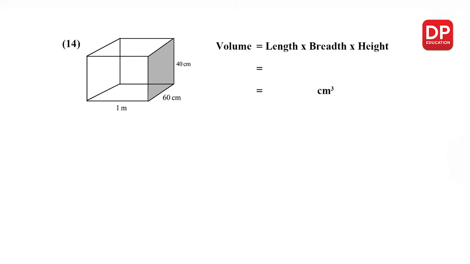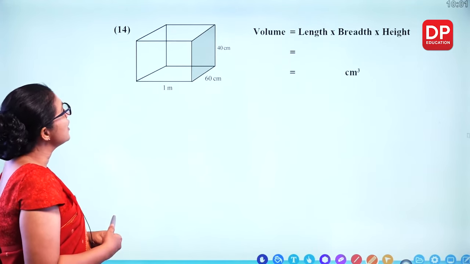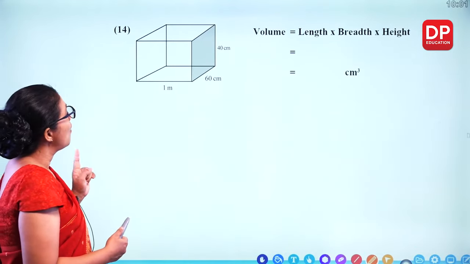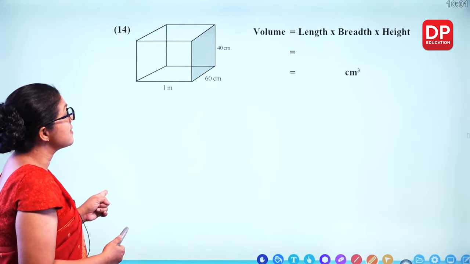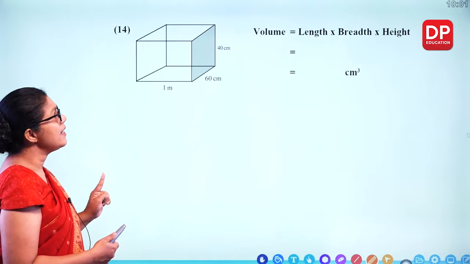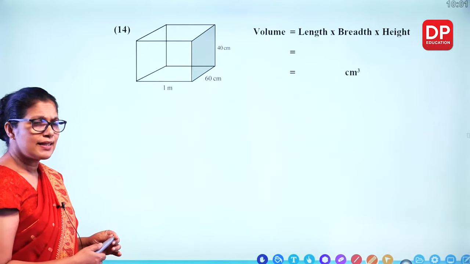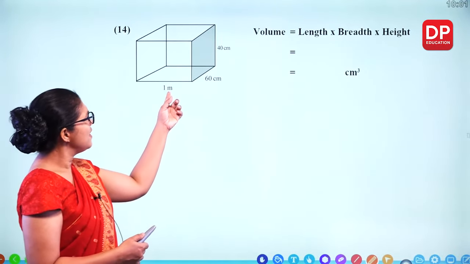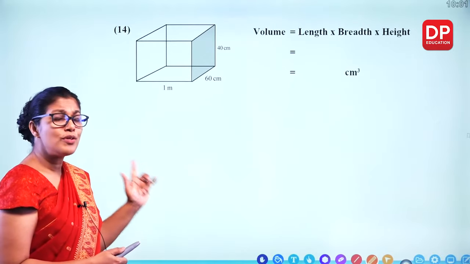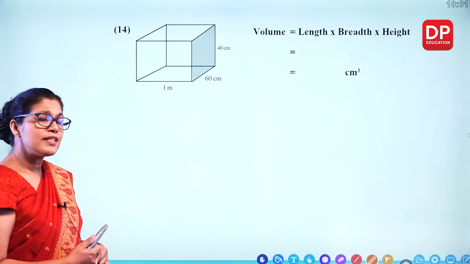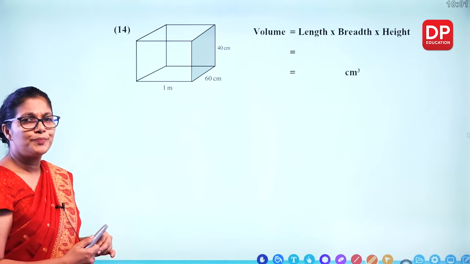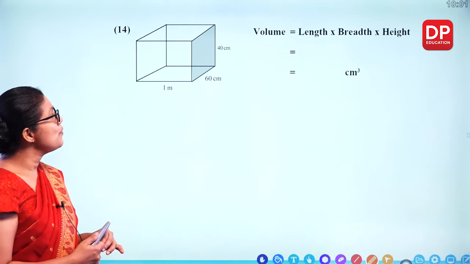Now take a look at this one. You have been given a cuboid: 1 meter length, 60 centimeter breadth, and 40 centimeter height. What happens here? Meters and centimeters. Now the units are different. When you get different units, what do you do? You have to convert to the same units.